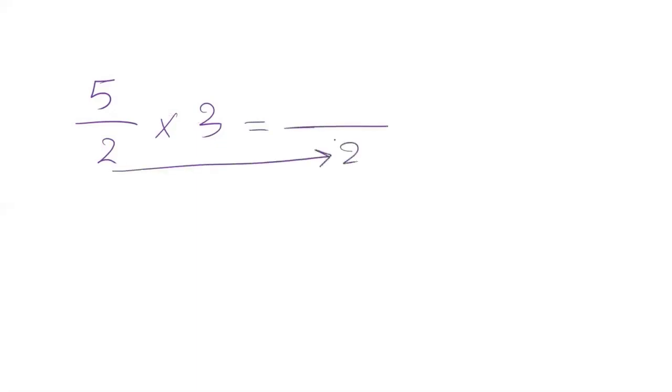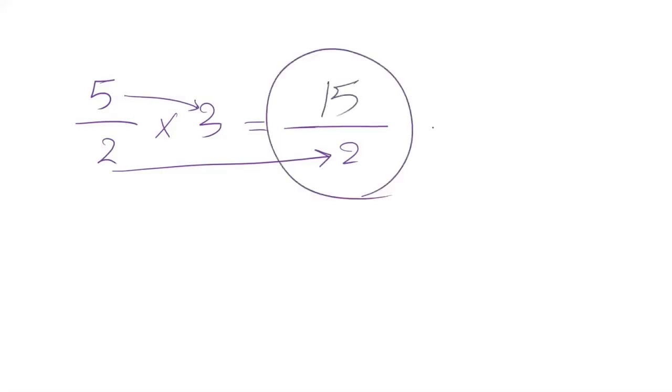Suppose we have 5 over 2 multiplied by 3. 5 over 2 multiplied by 3. Okay, the traditional way is to drop 2 as it is and multiply just 5 by 3, which equals 15. 15 over 2 is an improper fraction. It needs to be a mixed number. What is the mixed number? It is a whole number and a fraction.